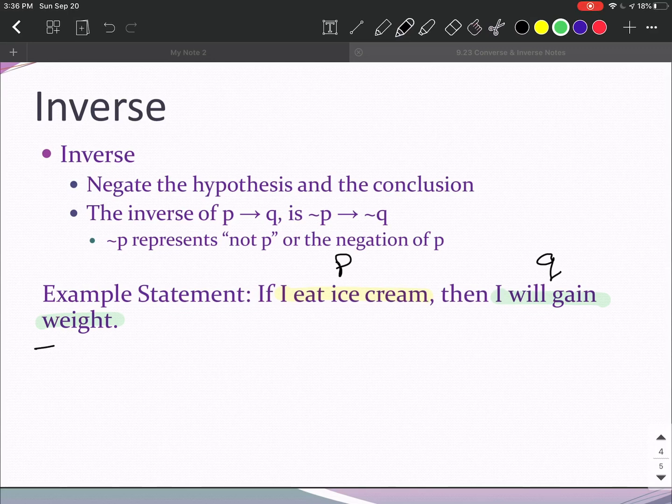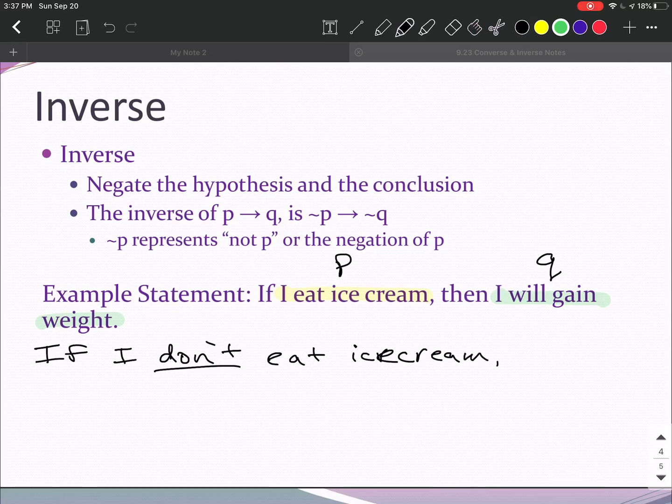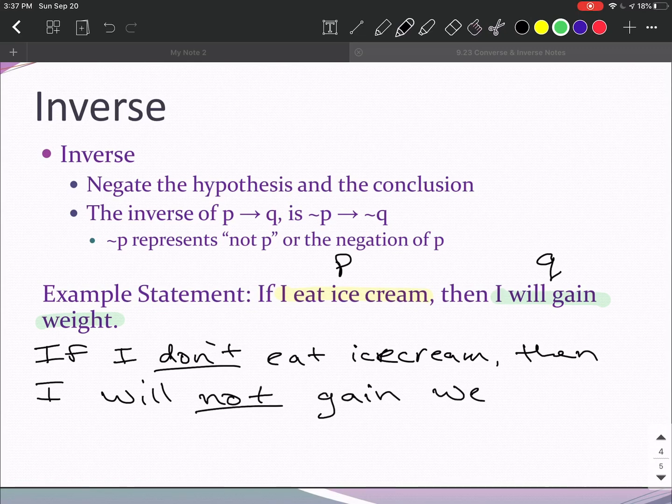So if I do not or don't eat ice cream, then I will not gain weight. So I'm just negating each of the parts. So 2 more examples.